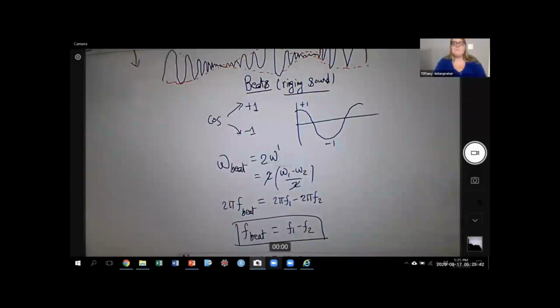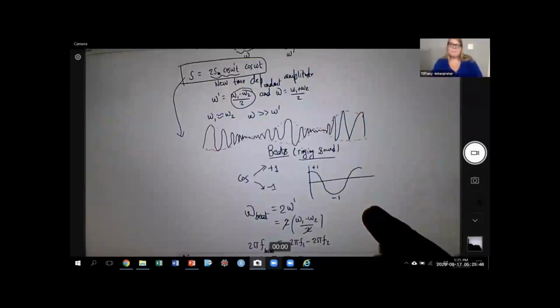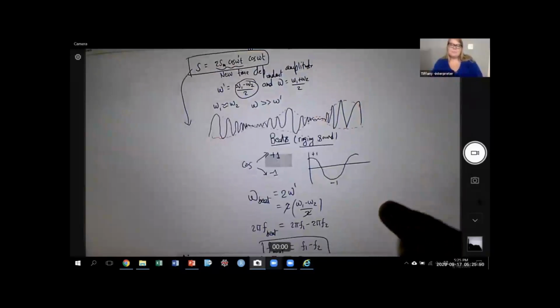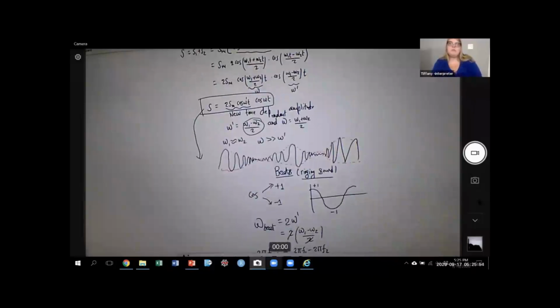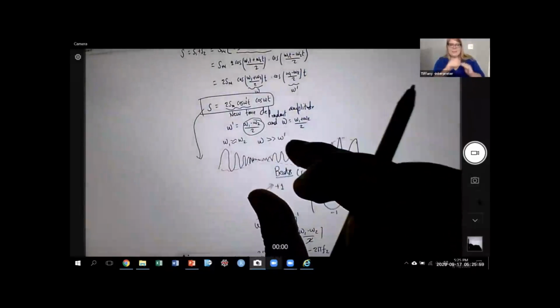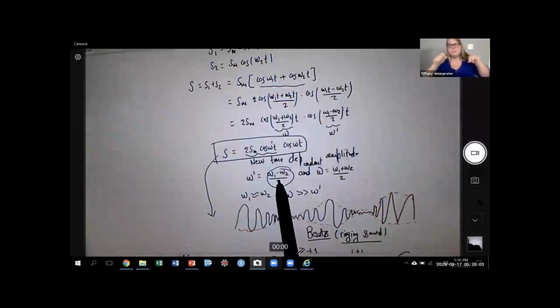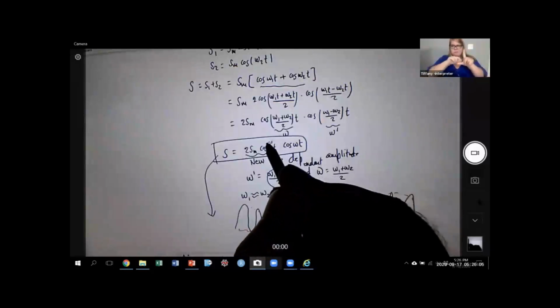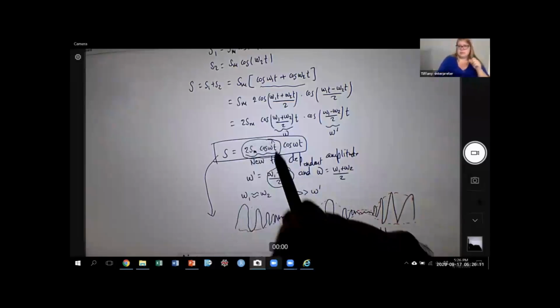All right. Could you go back up a little bit? Up a little bit more. So where it says S equals 2 SM cosine, that part, the part with the squiggly, is that the new amplitude? Yeah, this is the new amplitude. That whole thing is the new amplitude.